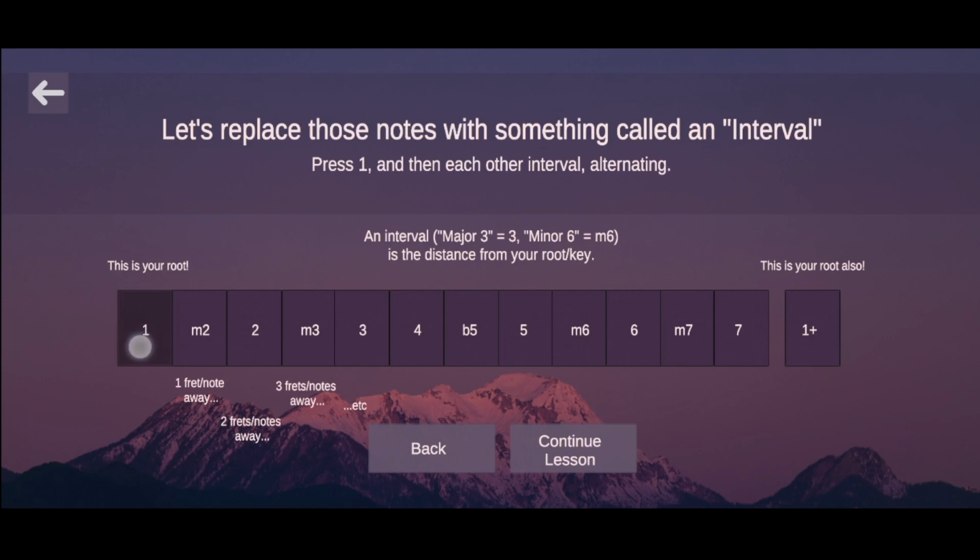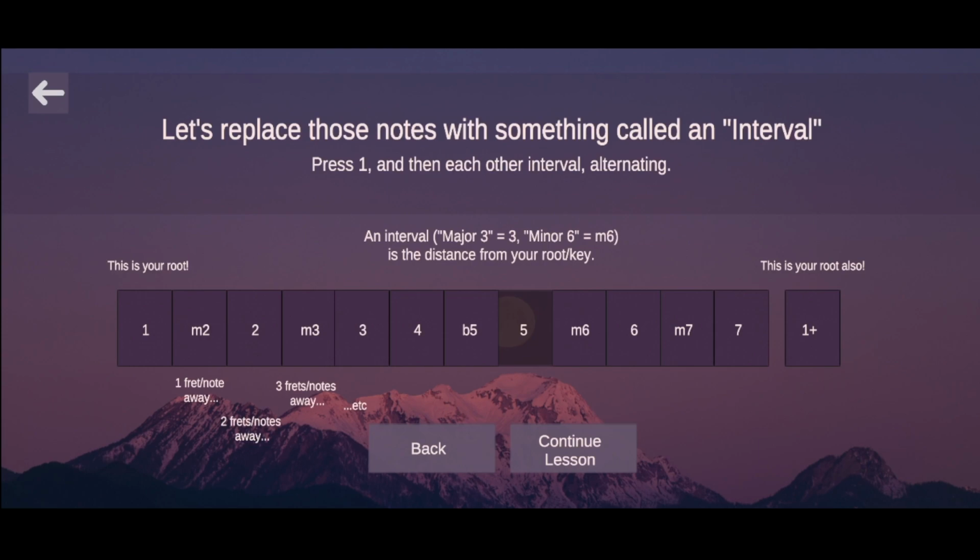So this is your root, this is the key, the 1. And from the root we have a minor 2 and a major 2. We have a minor 3 and a major 3. We have a 4. 4 is perfect. 4 doesn't need a minor or a major. We have a flat 5, but it's kind of its own note. It's not really a 5. It's called the tritone. It's called the blue note. It's this extra spicy note that kind of exists on its own.